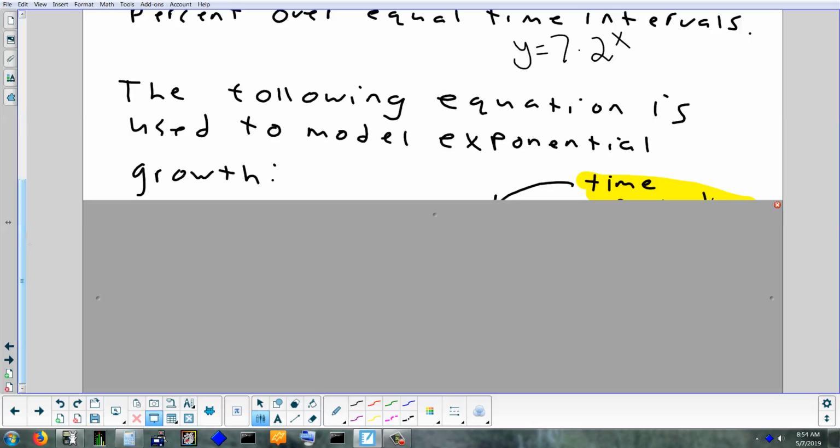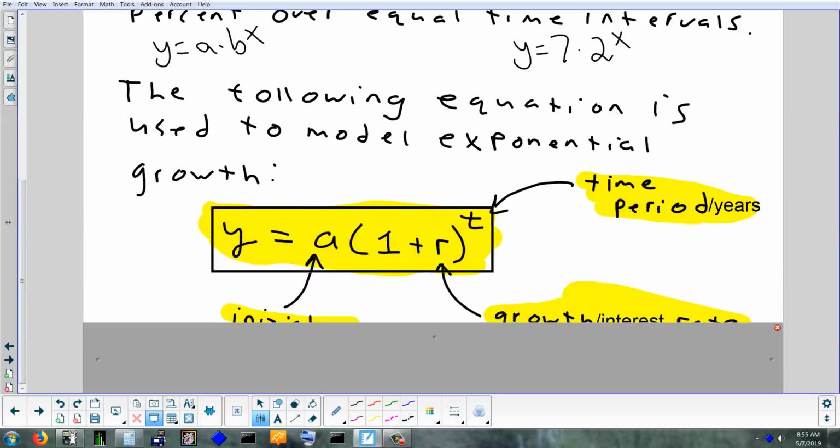Okay. All right. So now, if we're not giving you the formula and we ask you to write one, yeah, we have y equals a times b to the x. But again, that's more for if we give you an x and y chart and we ask you to write a rule, or if we're going to have you graph it. If we're giving you a word problem, you're going to want to use something like this. All right?